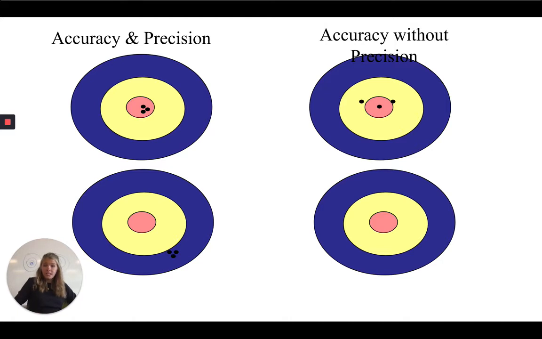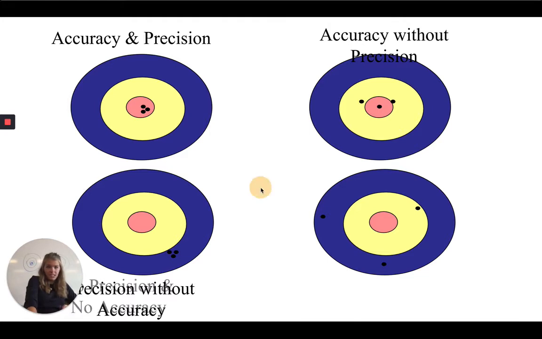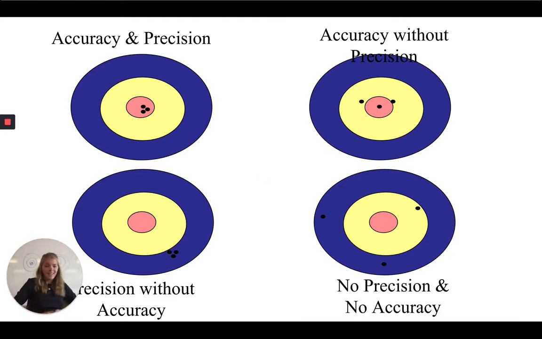So those are pretty clumped together. Good is pretty precise, but again, not accurate. And this demonstrates how I throw darts all over the place. So not precise and not accurate.